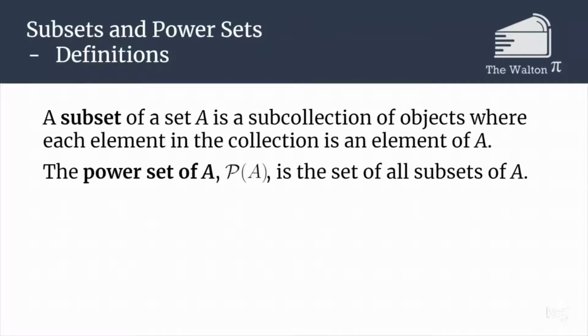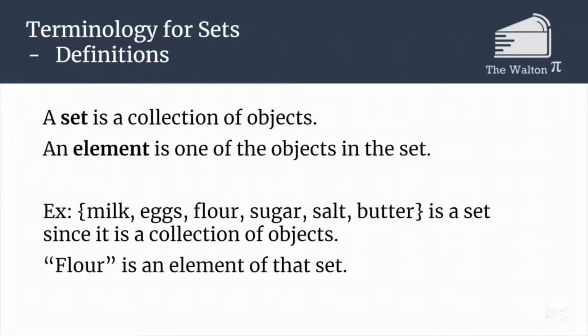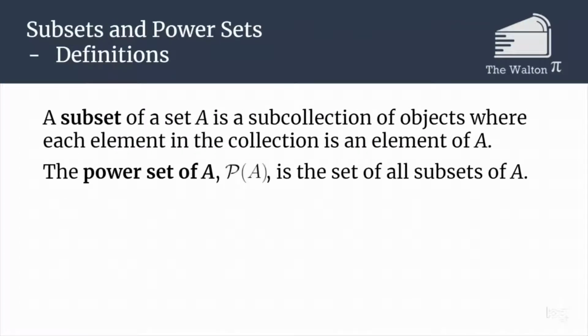A subset of a set A is a sub-collection of objects where every element in the collection is an element of A. So back to our example of the set milk, eggs, flour, sugar, salt, and butter, the set of milk, eggs, and sugar is a subset because every element in our new set is an element of our original set as well. So that's what makes it a subset.